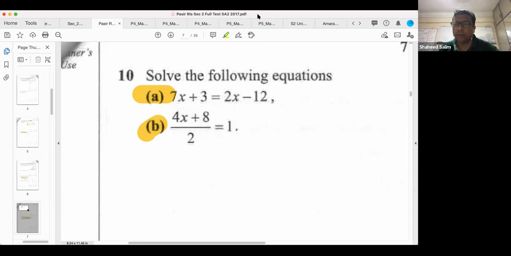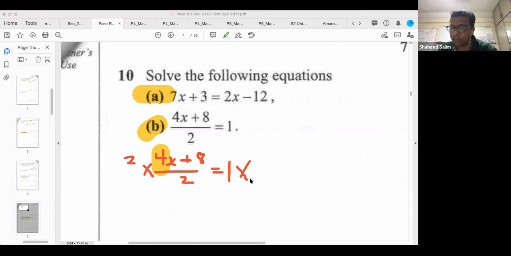How do we get rid of the 2? Very simple. You can just, hold on, I write right down here. 4x plus 8 over 2 equals to 1. Now, how to get rid of 2? You can times by 2 here. But you must also times by 2 here. Remember, you are just on a seesaw like that. So cancel, cancel. 2 has disappeared. Down here becomes 2.